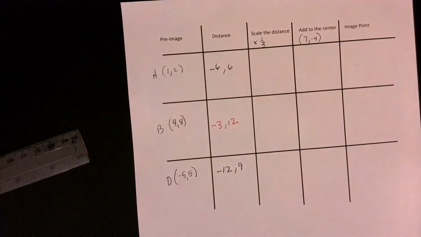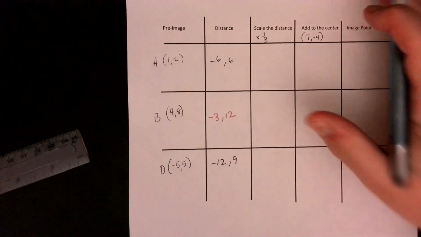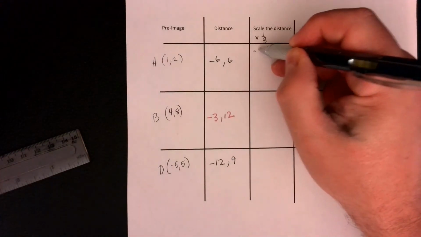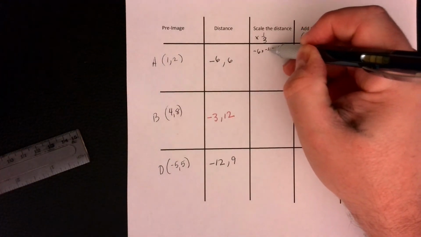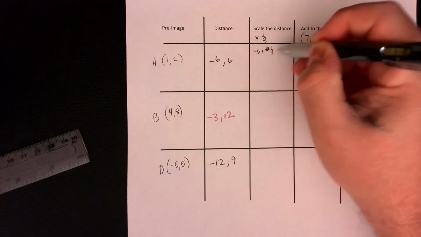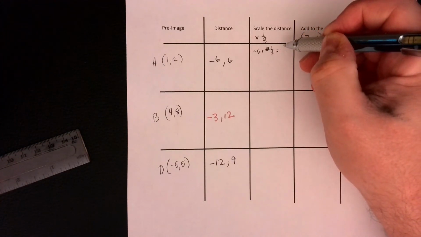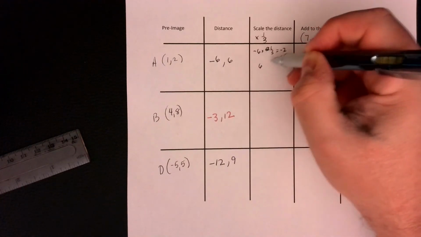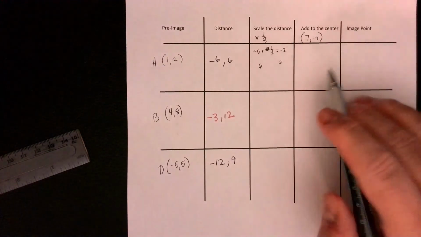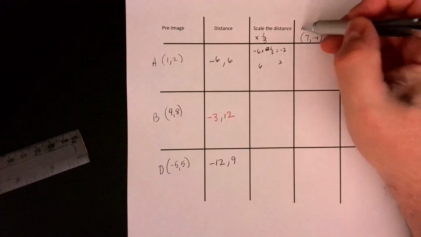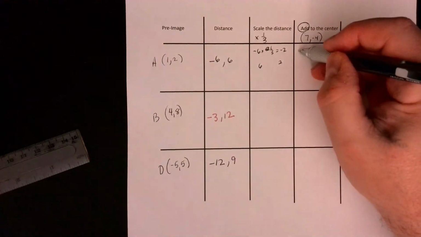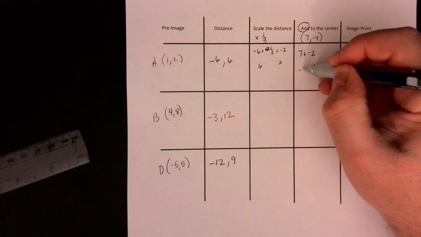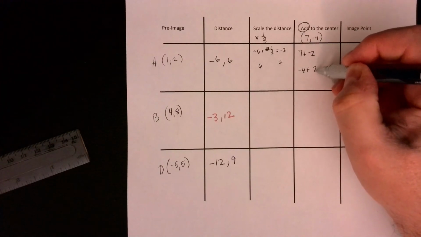So now what do I do? I apply the scale factor to each one of these units. So I'm going to apply negative 6 times 1/3. Positive 1/3. 6 times 1/3, that's going to be 6 over 3, which is negative 2. Do the same thing for 6, so that'll be positive 2. And now what do I do here? I add, it says right there, add to the center. So I'm going to have 7 plus negative 2, negative 4 plus 2.